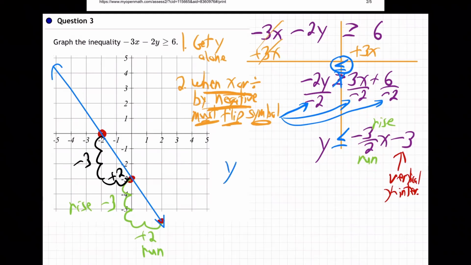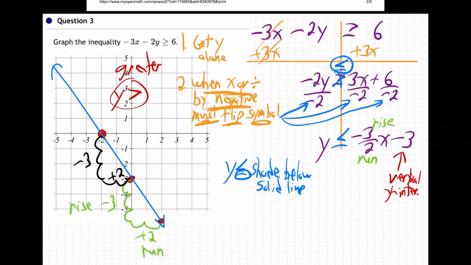Remember, if you have y less than or equal to, you're going to shade below the line because it's less. Y is on the narrow side, and a solid line because you have the equals bar. Remember, when you have the equals bar, the equals is the stuff right on the line. Remember, there's three regions. There's y greater than, which is the stuff above the line.